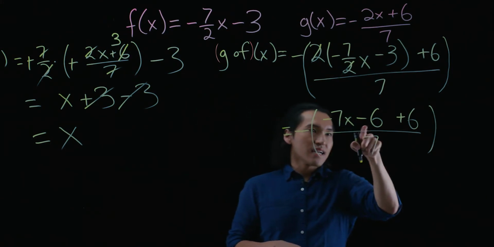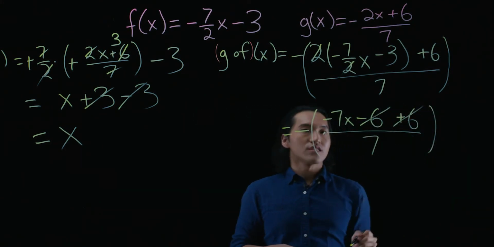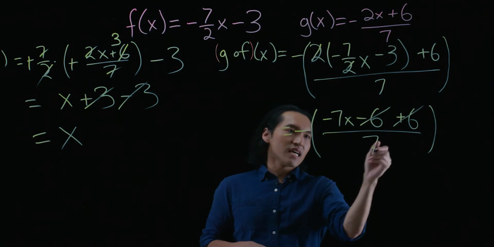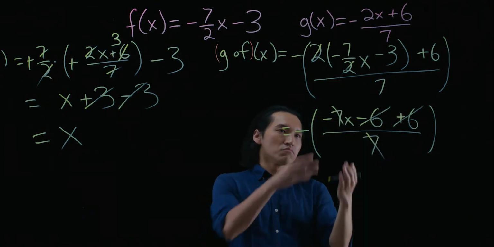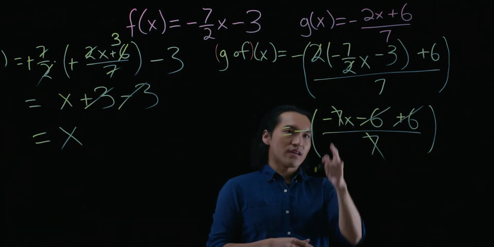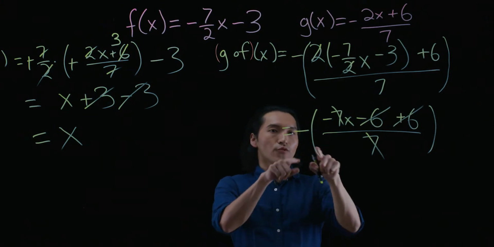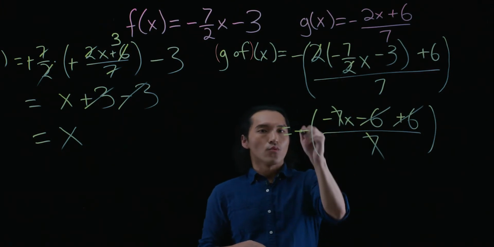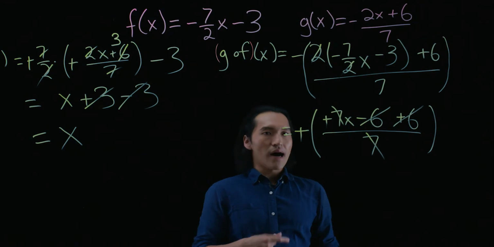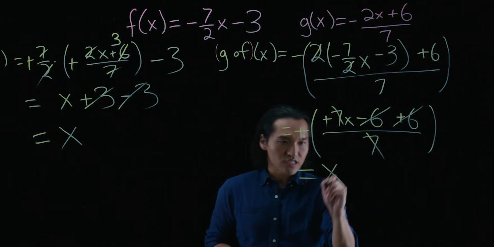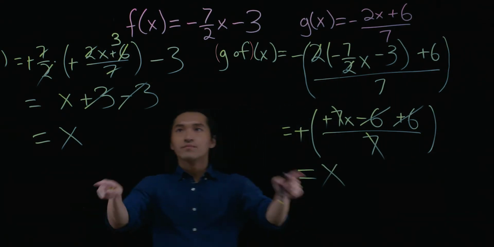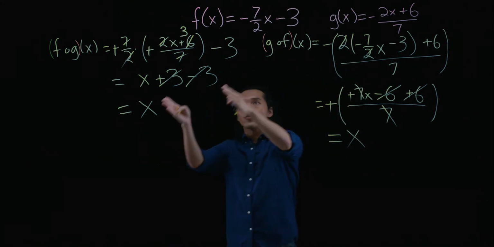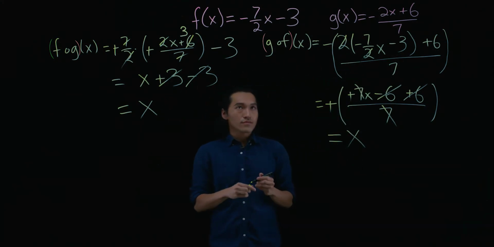And now, as we can see, the negative 6 and the positive 6 cancel out because they're opposites. And then over here, the 7s cancel out because they just divide by each other. 7 divided by 7 is 1. So now we're left with negative negative x. Well, the 2 negative signs cancel out and become positive. And so what we're left with is x. It's where we started, again proving that these two are inverses of each other.